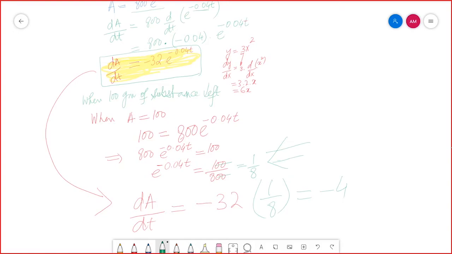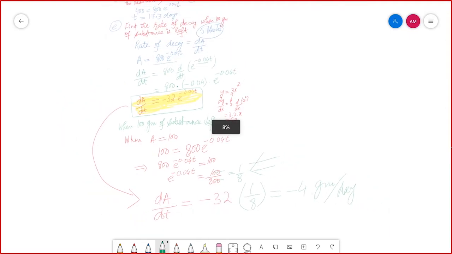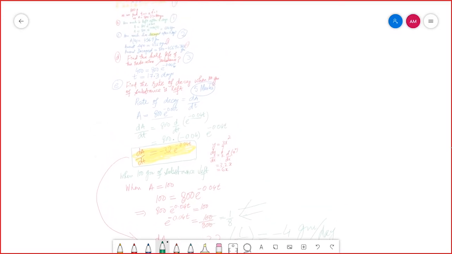Do you understand that? And what is the unit of A? Gram. And what is the unit of t? No, read the question. At the start we have said what is the t? Days. Yeah, very nice. So it means once 100 gram of substance is left, the rate of decay is minus 4 gram per day. Do you understand that? Let me ask you one thing. Do you think this decay is constant for the whole duration? No, it's not.